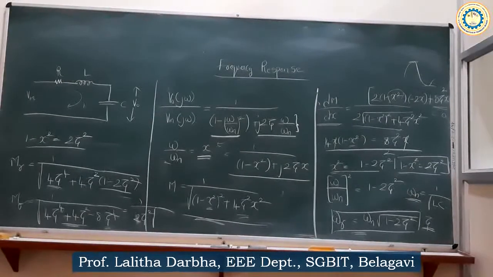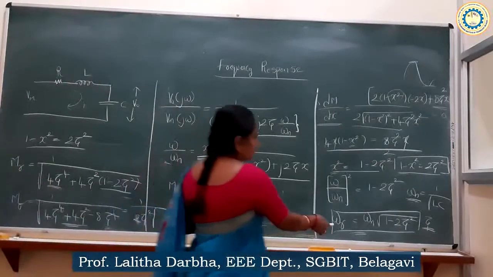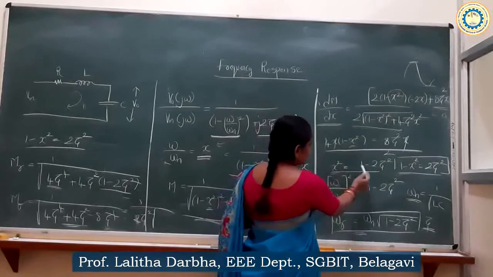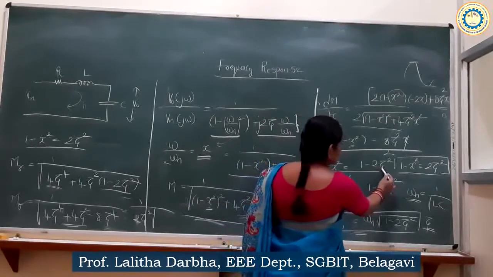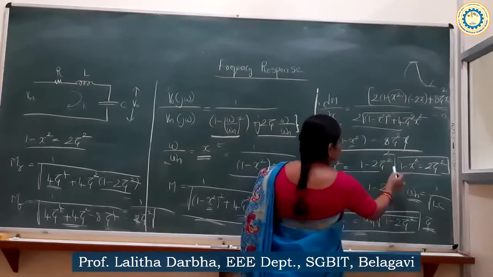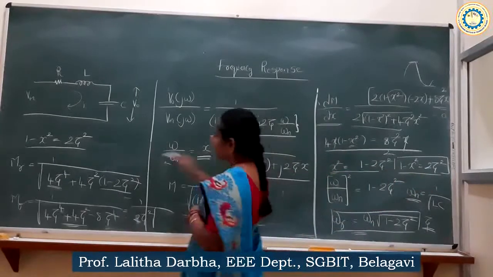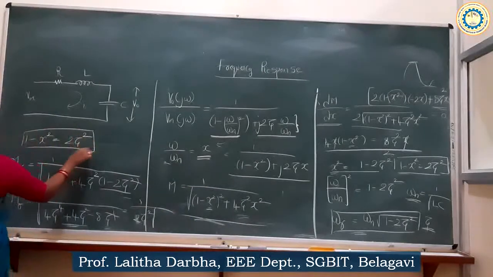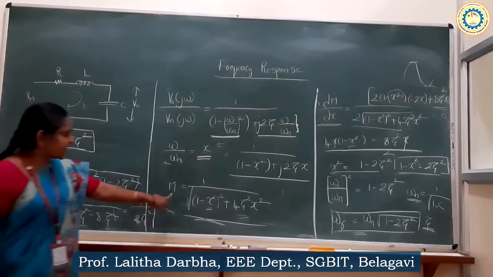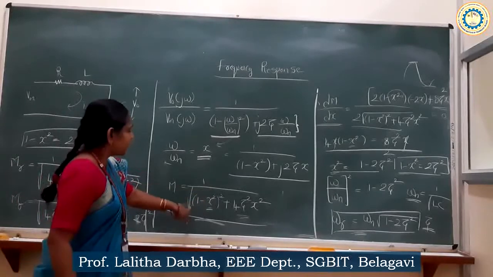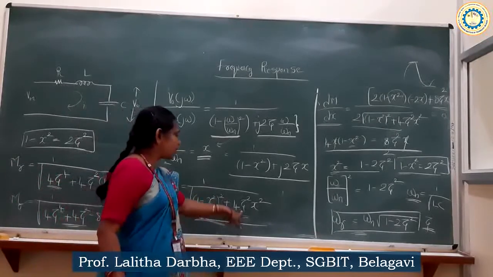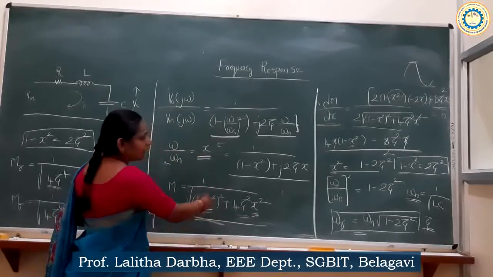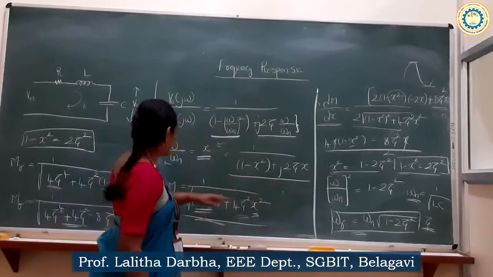Continuing with the problem, omega is omega n root 1 minus 2 zeta square. We can just put x square as 1 minus 2 zeta square, or 1 minus x square is nothing but 2 zeta square. So that's what I've written here. 1 minus x square is 2 zeta square. Now just look at our expression for MR. MR is 1 by root of (1 minus x square) whole square plus 4 zeta square x square. Here we are replacing x square and 1 minus x square with the corresponding values.